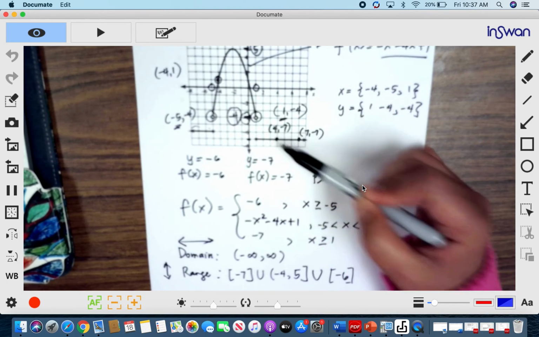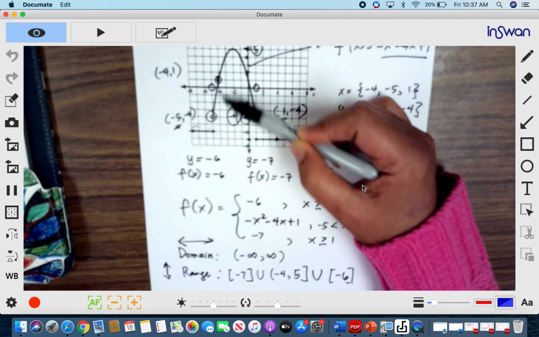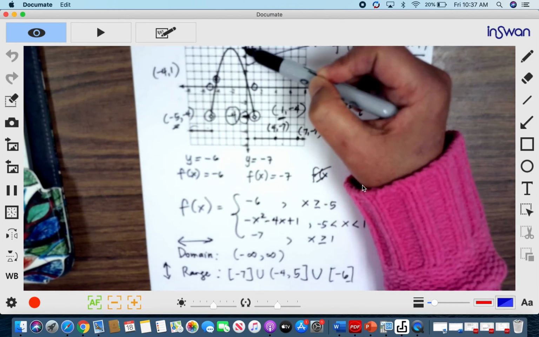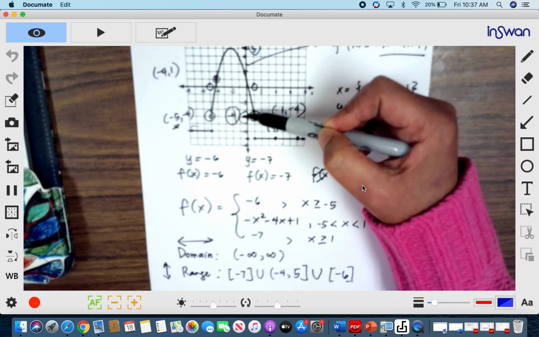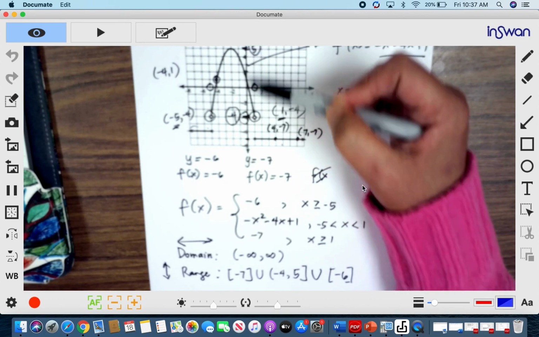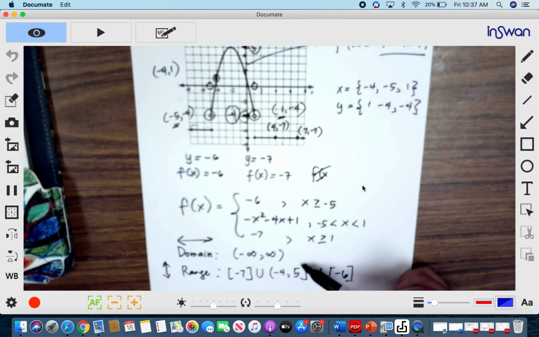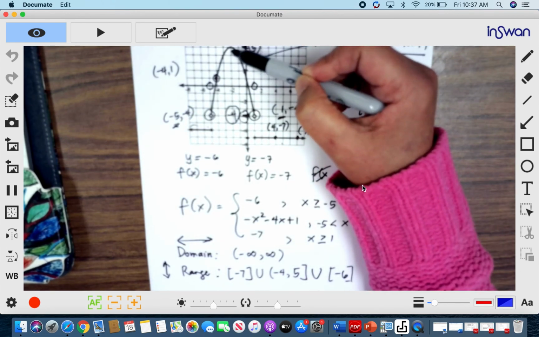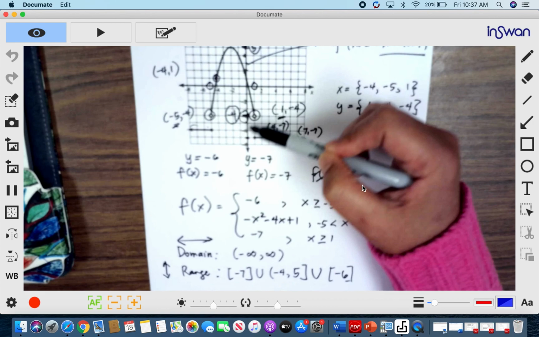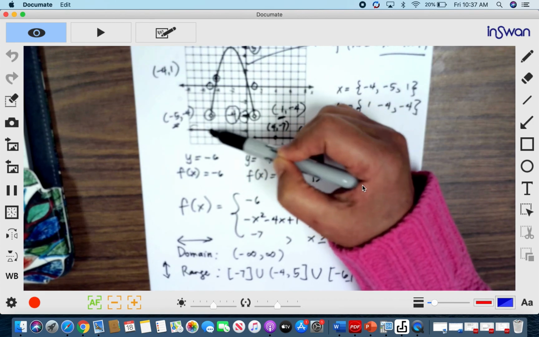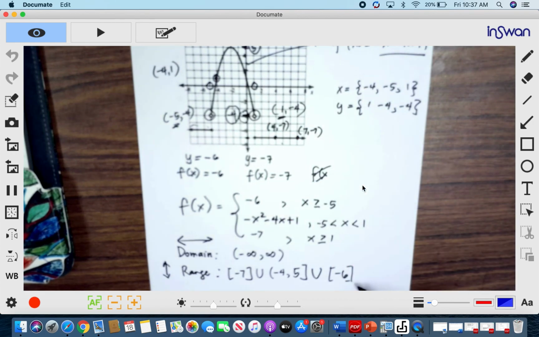So this one includes only negative 7. This one includes only from negative 4. We're reading it vertically from negative 4 and positive 5, excluding negative 4. So we use parentheses for negative 4 and a bracket for 5 because that's not a hole. And our third graph says that the only value for y here is only negative 6. And that's how you read domain and range of a function in the piecewise.